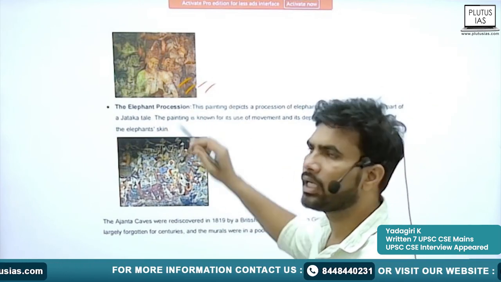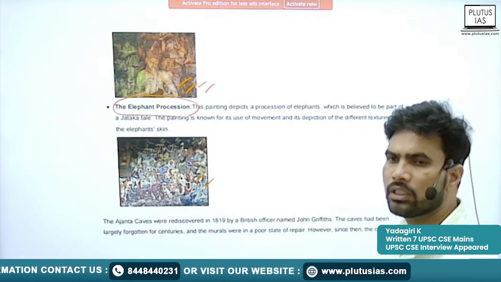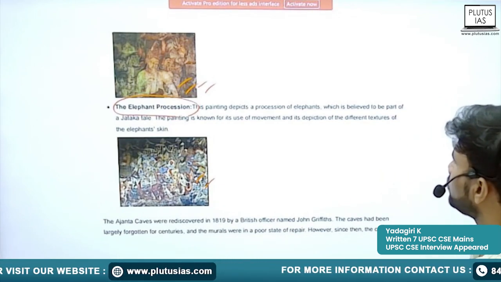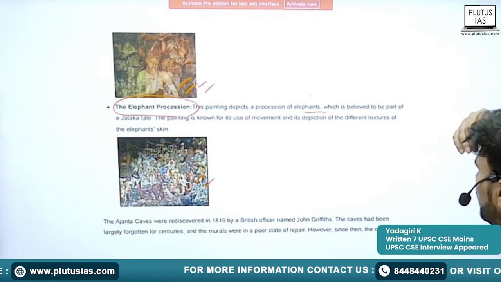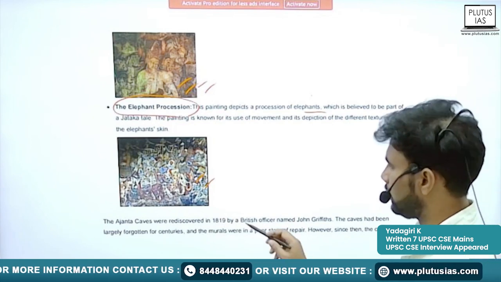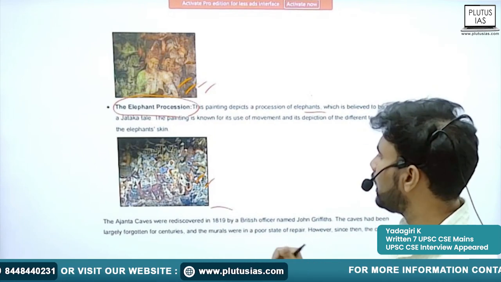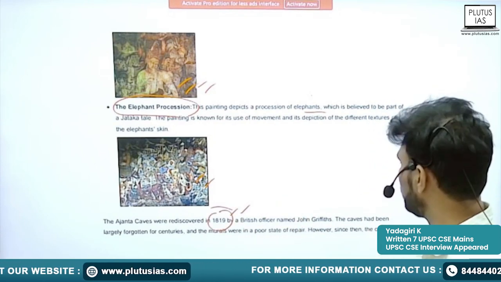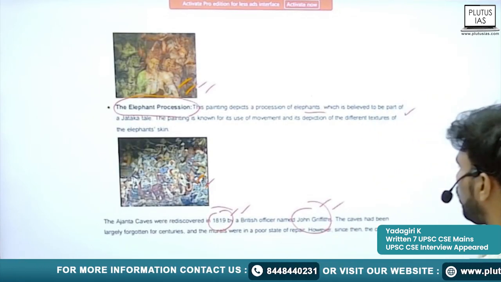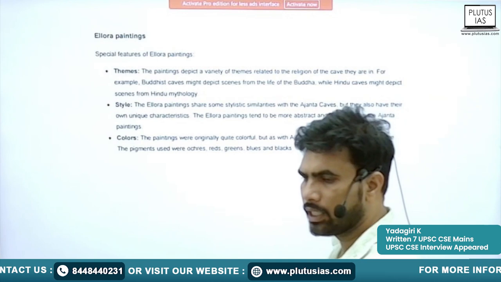So this painting is Padmapani. Next is Elephant Procession. This is a beautiful painting, which you can also find in the Ajanta Caves, right? This painting depicts a procession of elephants, which is believed to be part of the Jataka tale. In this way, I have told you the Ajanta Caves went into oblivion, and by 1819 they were rediscovered. You remember the name, John Griffiths, he rediscovered the Ajanta Caves. So this is about the Ajanta Caves.